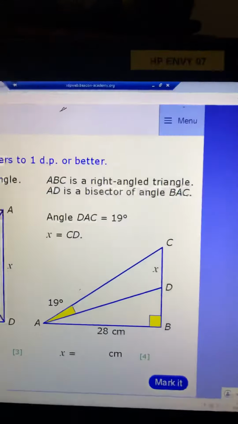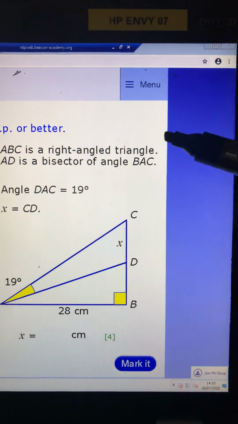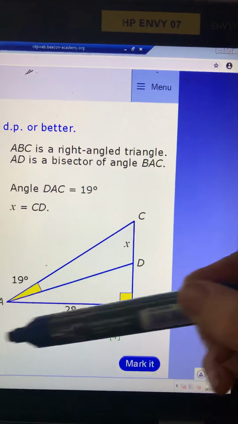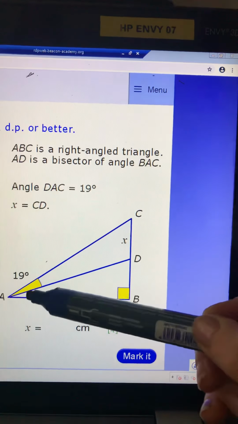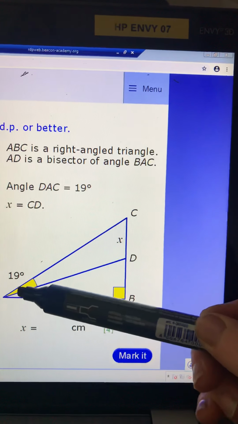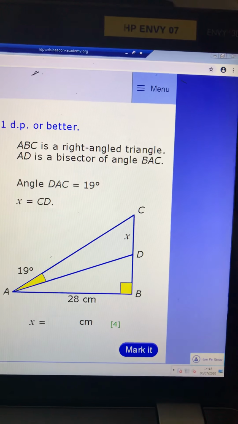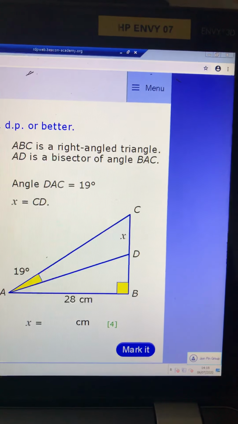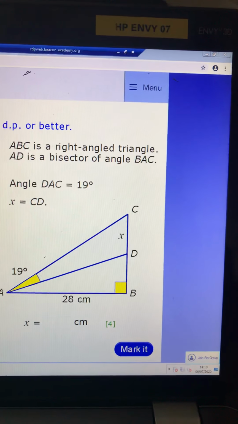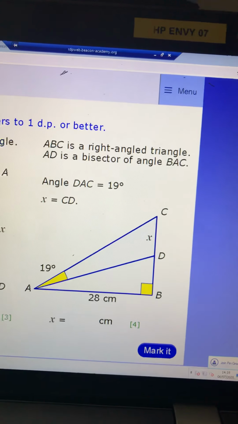For the last question, let's come back to our picture here. For this last question, they tell you the information at the top. They say it's a right-angled triangle, ABC, that's the big one. AD is a bisector of the angle down here. So if it's bisected that angle, how big is the whole angle? Well, in my case here, it says 19 is this half, so the whole thing has to be 38. And then you've got your right-angled triangle with your missing angle. So, best of luck.